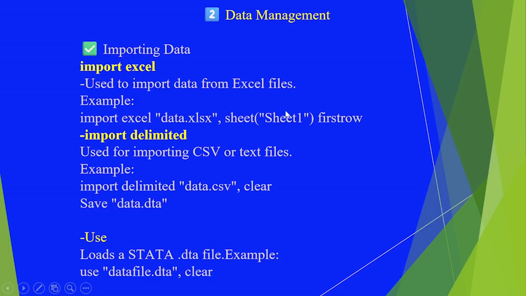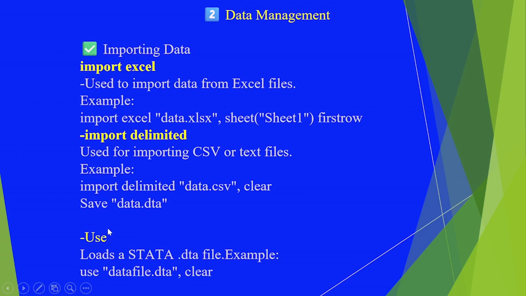And in this Excel command, where we are saying first row, it simply tells us that the first row of the Excel file should be treated as column names or variable names. And sheet 1 simply means that by default, we need to import the first sheet of Excel.